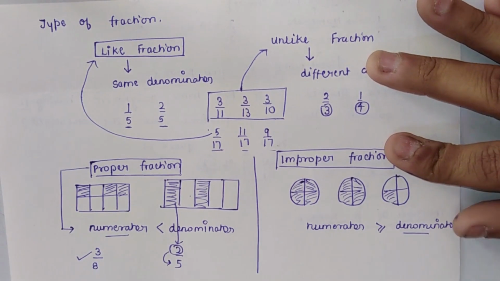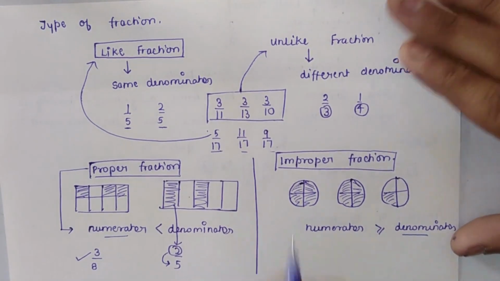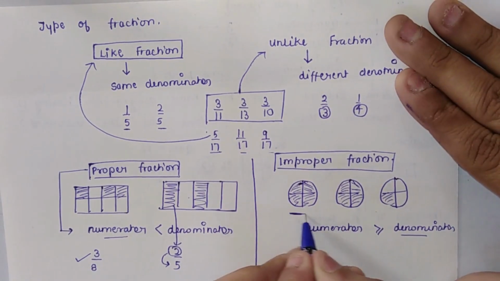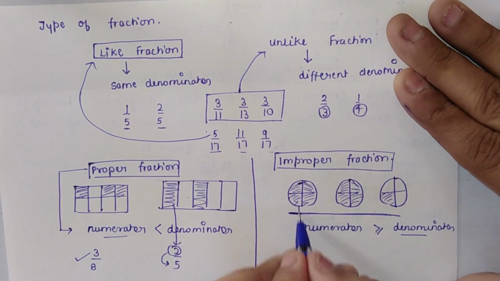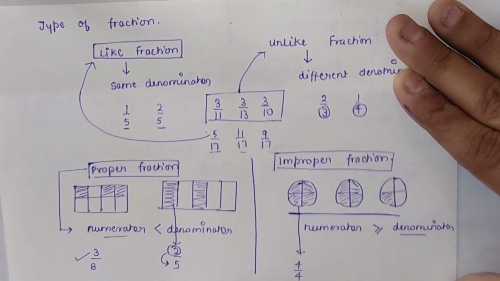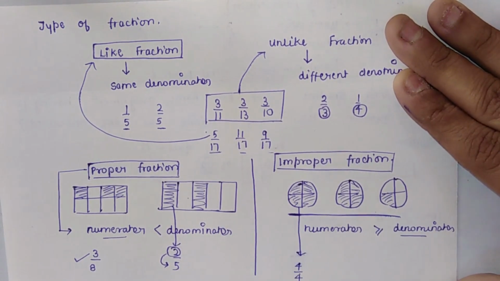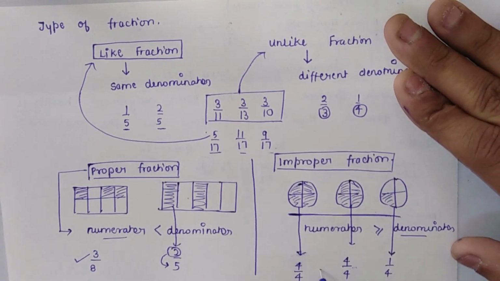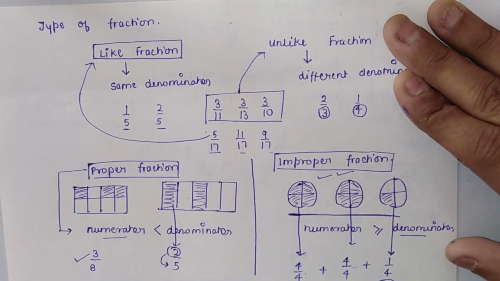What about improper fractions? Improper fractions are those cases in which the numerator is greater than or equal to the denominator. For example, if we combine these 3 figures, here the shaded part is 4 by 4. It is divided into 4 equal parts and all parts are shaded. Here again 4 equal parts and all are shaded. And here, of 4 equal parts, 1 part is shaded. So the fraction of the shaded part is 4 by 4, plus 4 by 4, plus 1 by 4, or you can say 2 whole and 1 by 4. You can say 2 complete figures are there and 1 by 4 is there.